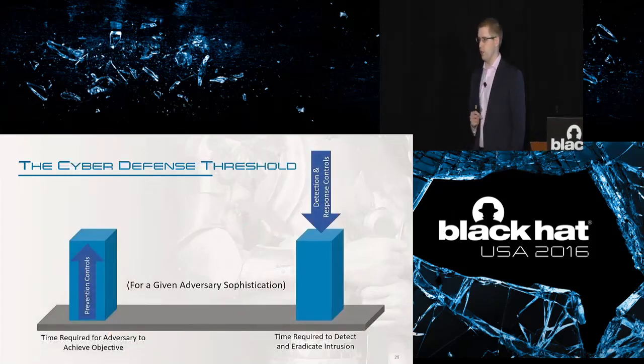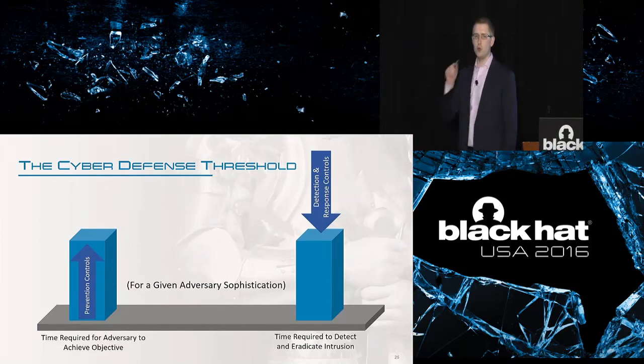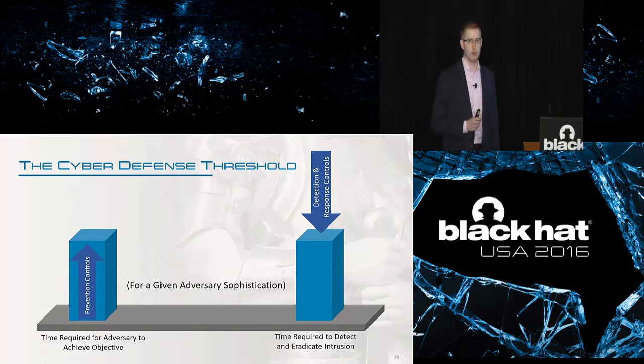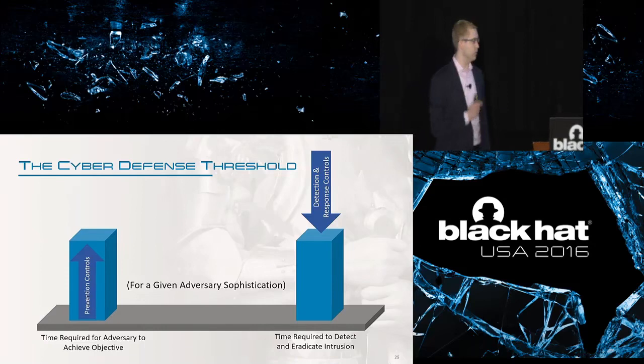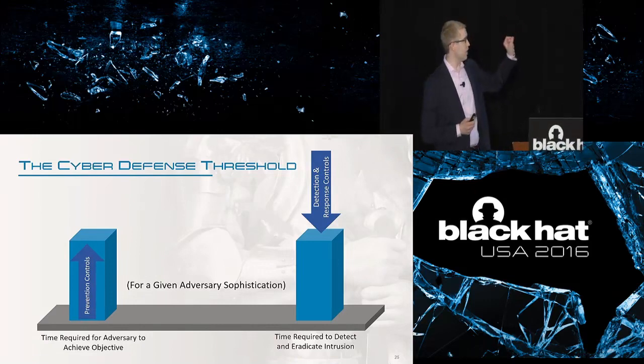So what we're looking to do here is to affect the time required. First, the time required for the adversary to achieve their objective. We want to increase that time so it takes as long as possible for them to achieve their objective. This is done through the addition of effective prevention controls. On the right-hand side, the time required to detect and eradicate that intrusion. We want to decrease that, and we decrease it through the addition of effective detection and response controls.